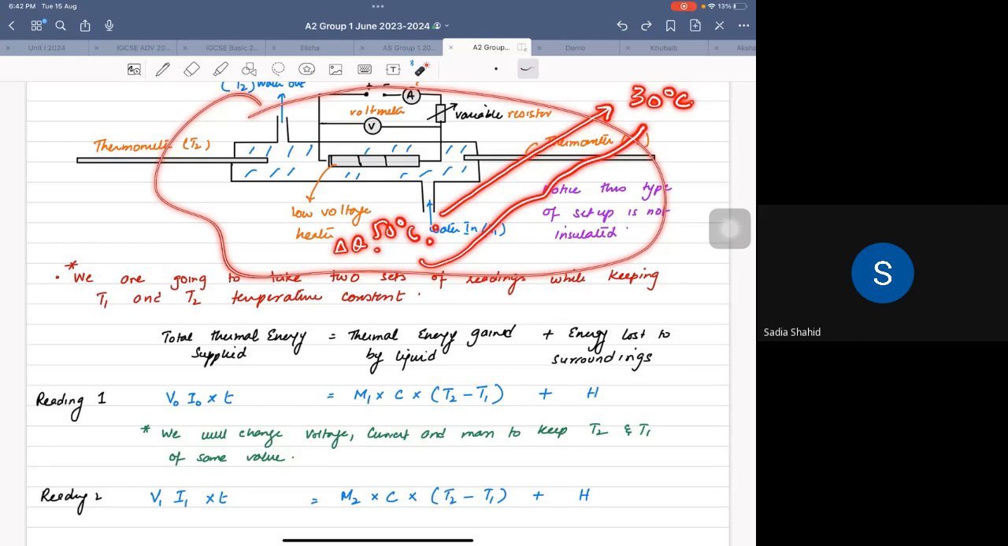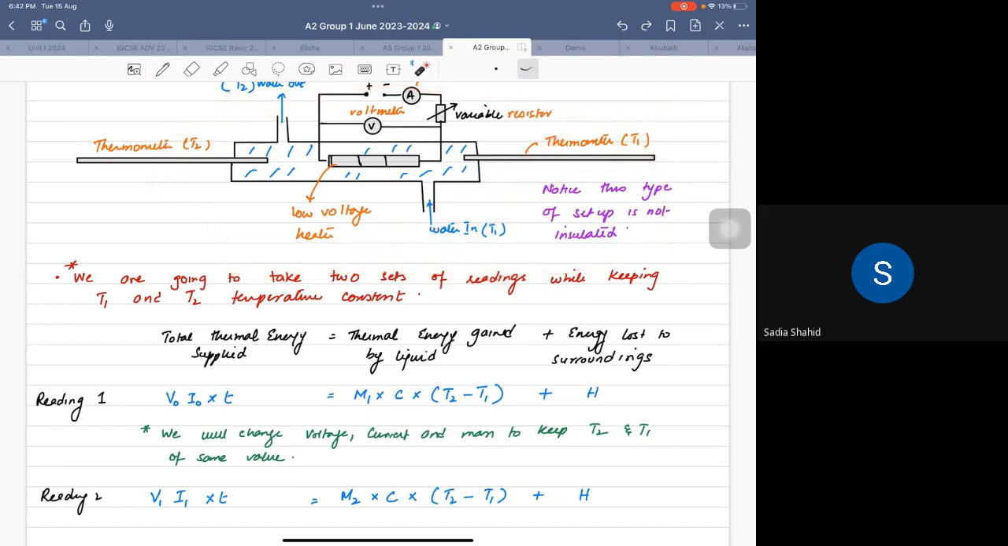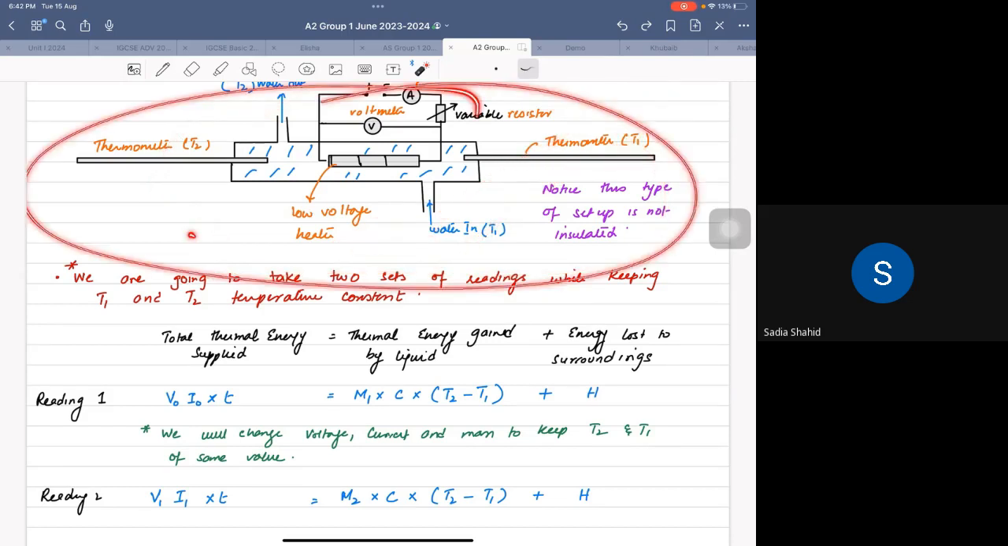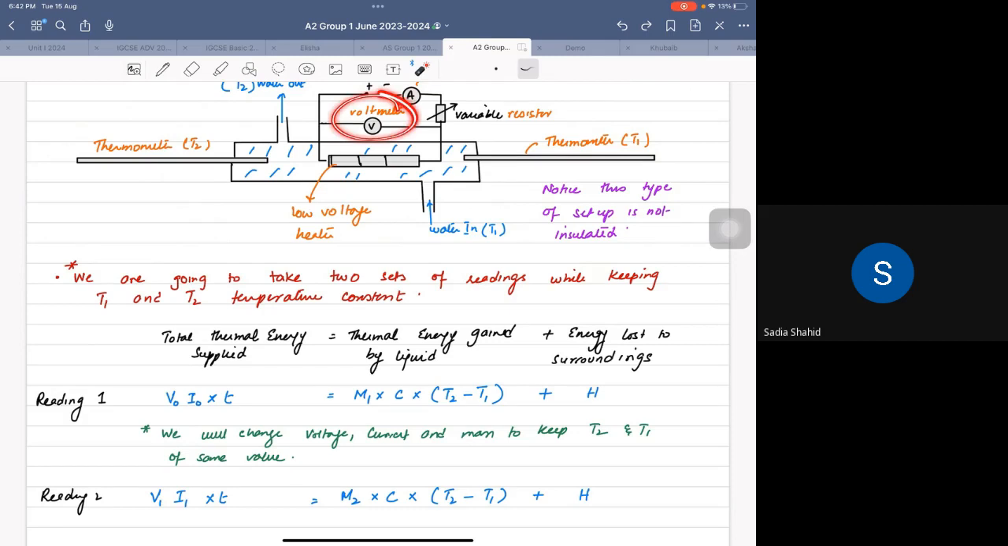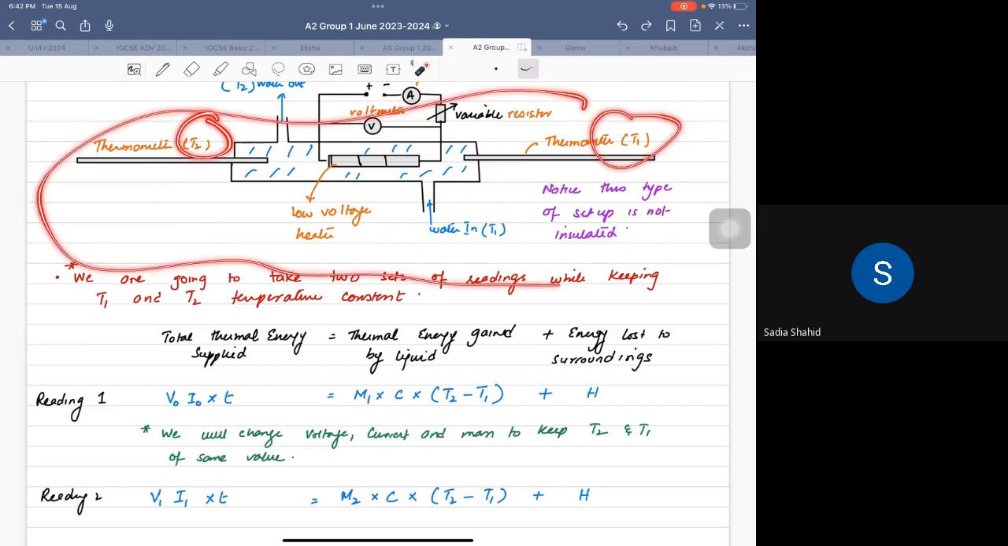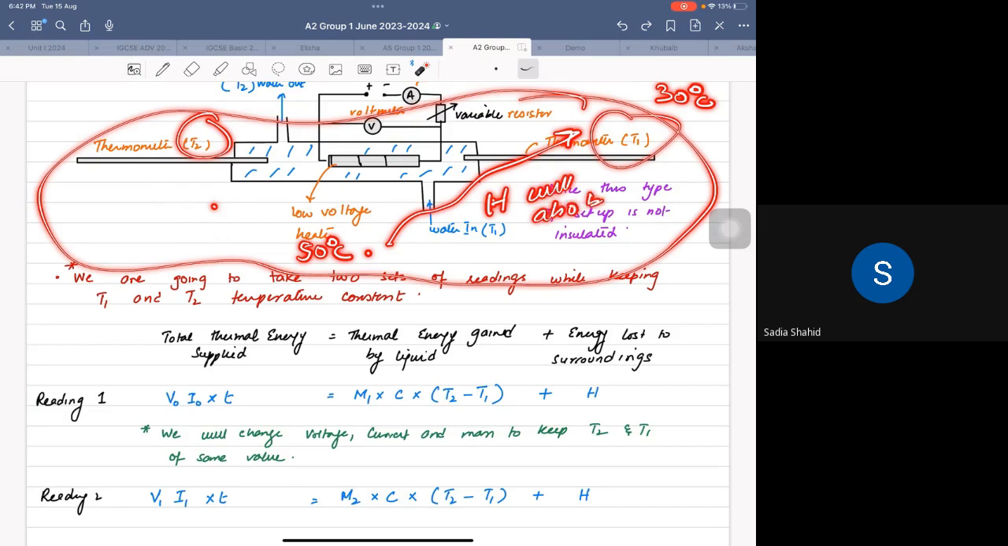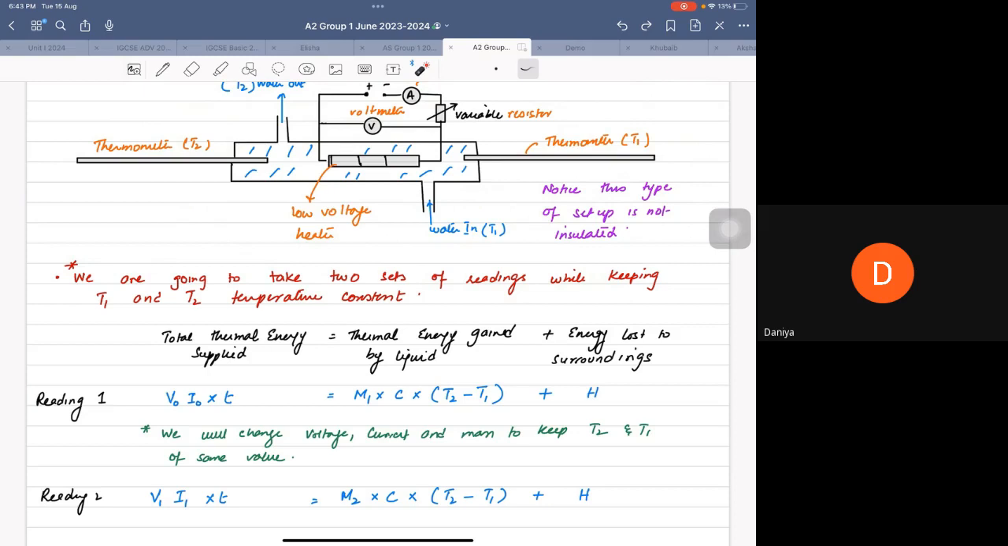This is how heat travels. It goes from a higher temperature to a lower temperature, and depends on the difference between the temperature at one point in the room and the other. Now, in the other reading, if we have changed the voltage and the current, and we have kept these two temperatures the same, then in the second reading we will still have a 50 degree change in temperature and the outside temperature is the same. So the heat going out as H will also be the same. Do you guys understand that? Yes. So that's the idea, right?